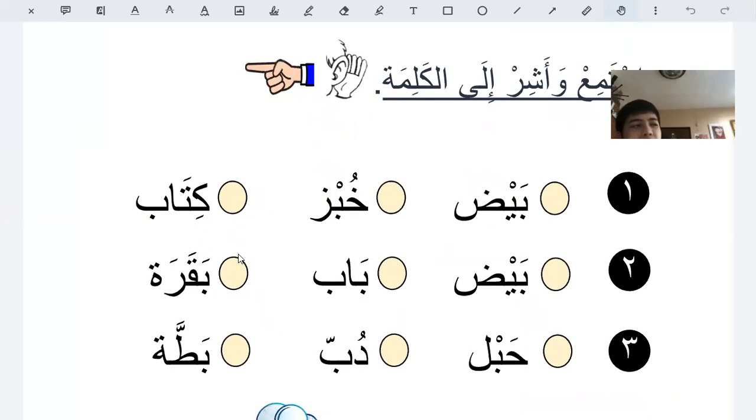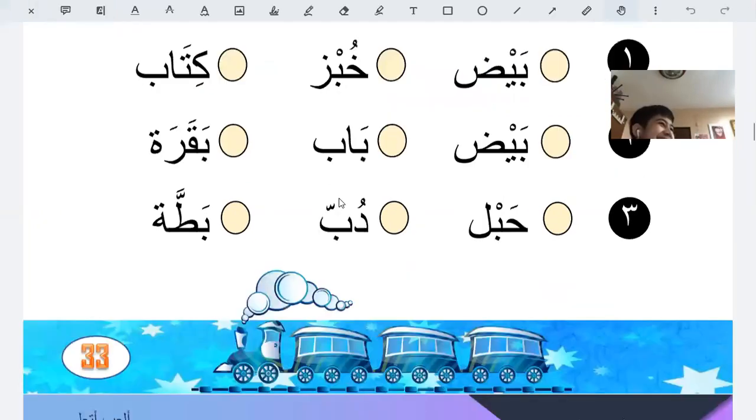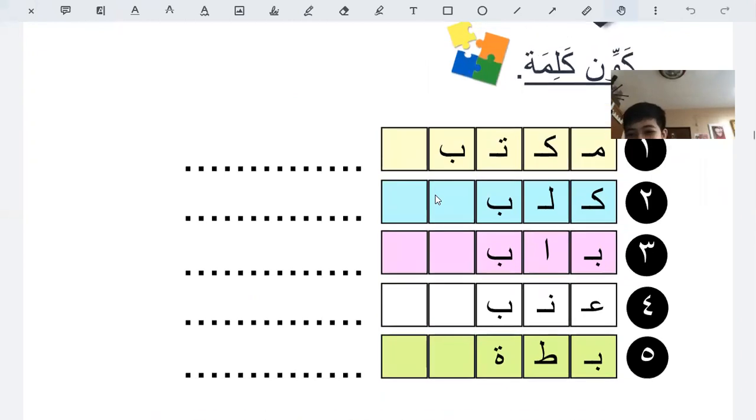I will say a word in English and you will tell me its Arabic name, okay? Egg. Baid. Good. Then we say door. Bab. Good. Rope. Hubble. Okay.